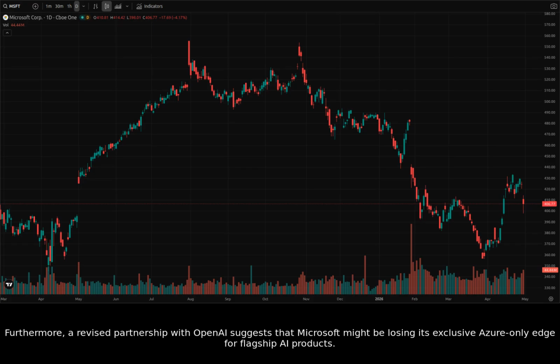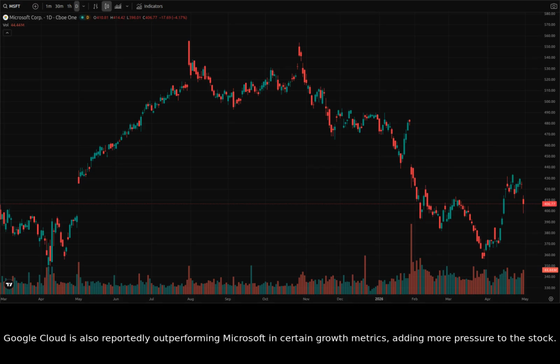growth. Furthermore, a revised partnership with OpenAI suggests that Microsoft might be losing its exclusive Azure-only edge for flagship AI products. Google Cloud is also reportedly outperforming Microsoft in certain growth metrics, adding more pressure to the stock. On the daily chart, we can see a clear trend of lower highs and lower lows starting from the peak in mid-2025. Last year in July, the stock reached a staggering high of $555 before entering this prolonged cooling-off period.